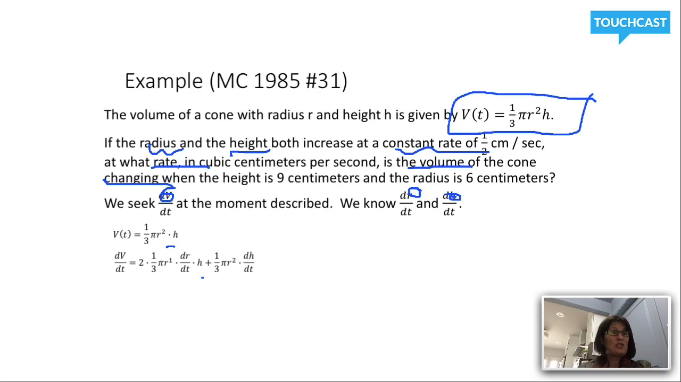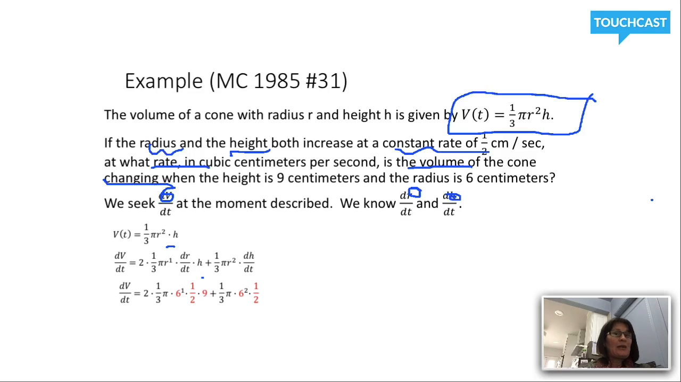So once I've taken the derivative of both sides with respect to time, my next step is, now it would be okay. Now that I've taken a derivative, it's okay to freeze this equation in time. It's okay to substitute in values that I've been told, even if they're values that only apply at a certain moment in time. So I already know dr dt and dh dt each equal 1/2. I've been asked to freeze the problem at the moment when r is 6 and h is 9.